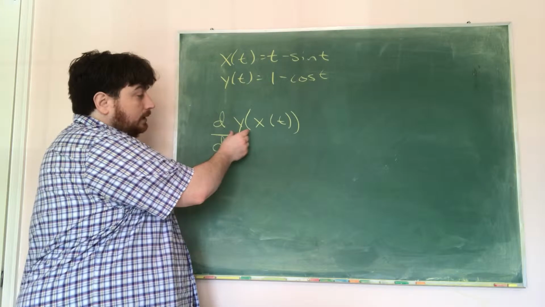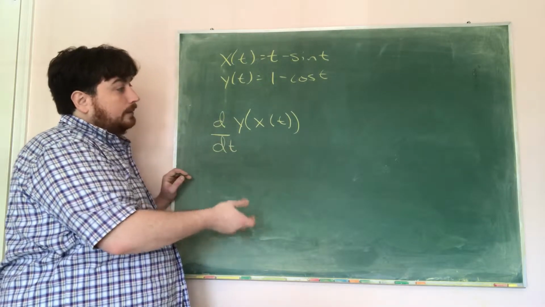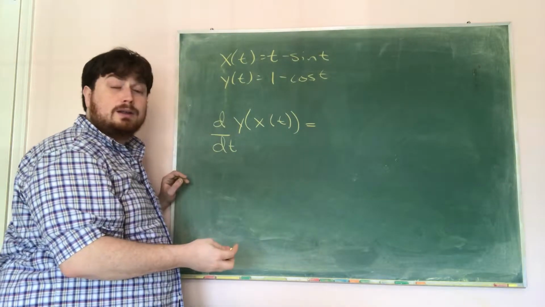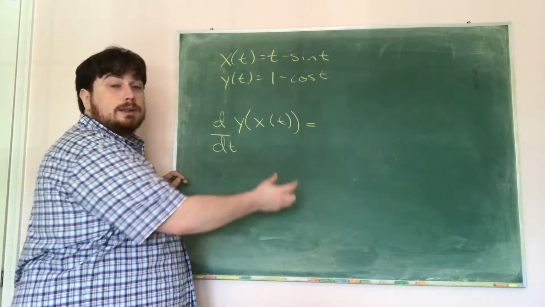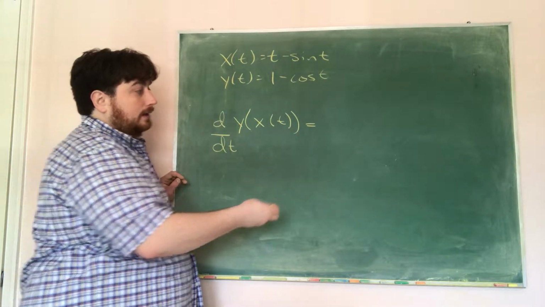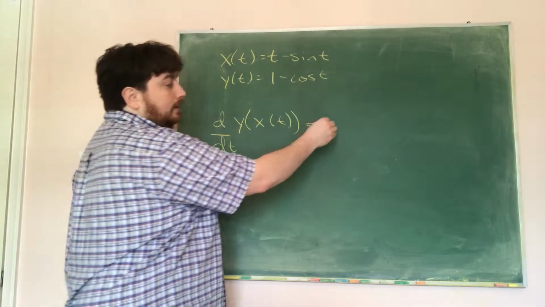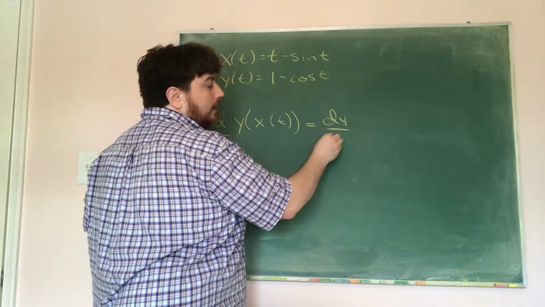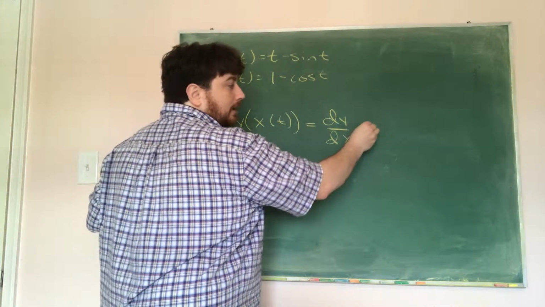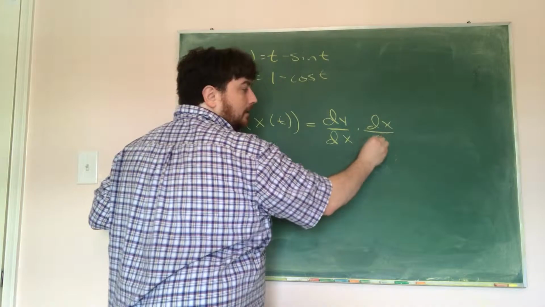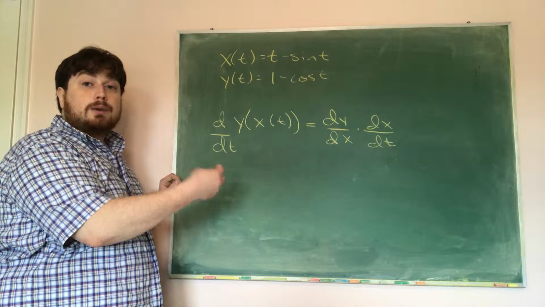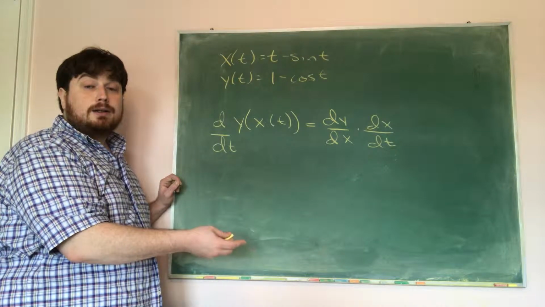And then what I'm going to get is dy/dt. Since y is a function of x is a function of t, I can use the chain rule where my inside function is x and my outside function is y. What I get is that this is the derivative of the outside, which is dy, with respect to the inside, which is x, times the derivative of the inside, which is x, with respect to t. What I get is dy/dt is dy/dx times dx/dt.